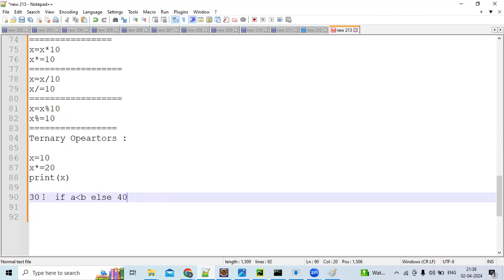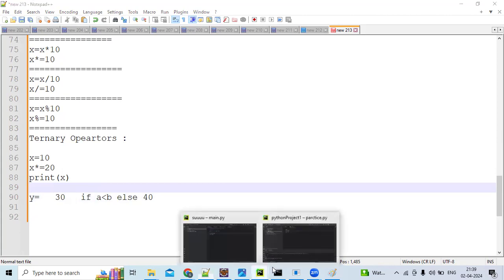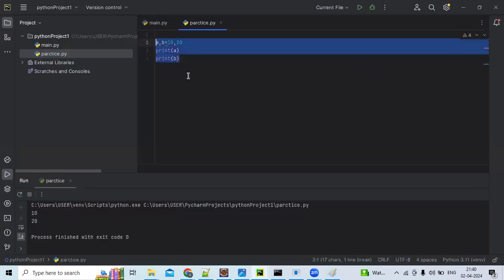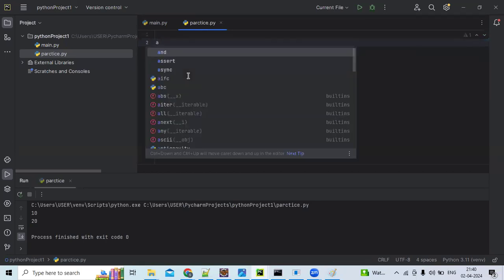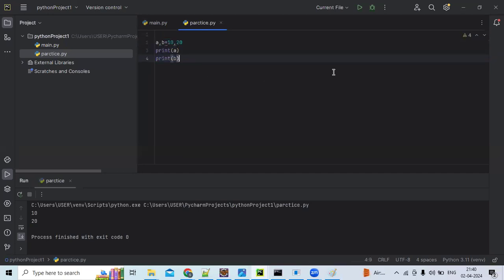Let me assign this whole line to a single variable, y equal to. Let us execute it here. This is the Python style of writing a ternary operator. Now A is 10 and B equal to 20. Am I correct, guys?